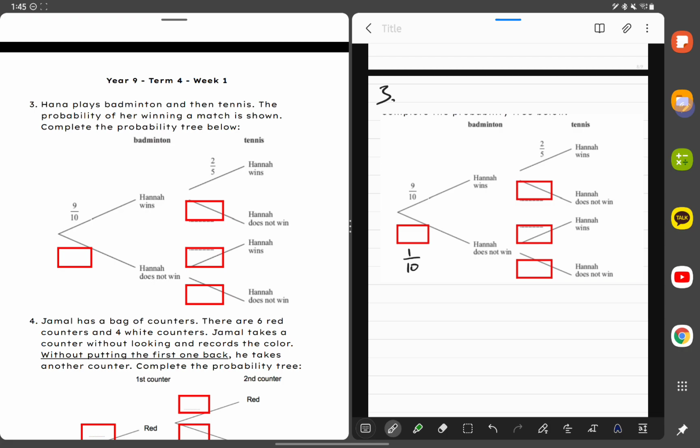Okay. 2 out of 5, Hannah wins at tennis. So the rest is 3 out of 5. Hannah does not win. And I assume that's the same here. That's 2 out of 5, Hannah wins. 3 out of 5, Hannah does not win. Boom. Let's make that 3 more clearly a 3.